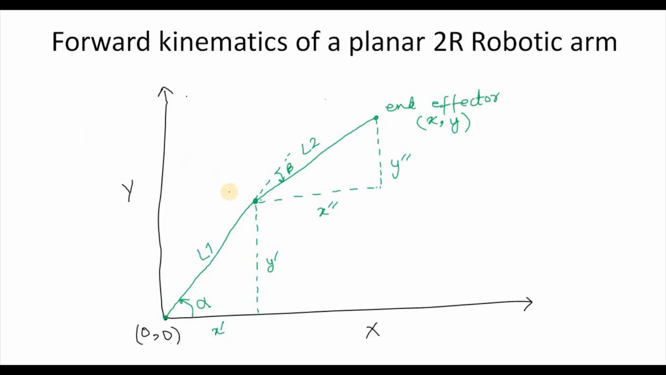To calculate the final position xy, first we calculate the position of this joint, this point here, which has a coordinate x dash y dash. Once we calculate x dash and y dash, then we calculate the position of the end effector with respect to this joint. Once we have found that, we shall add both of them to calculate the final position.